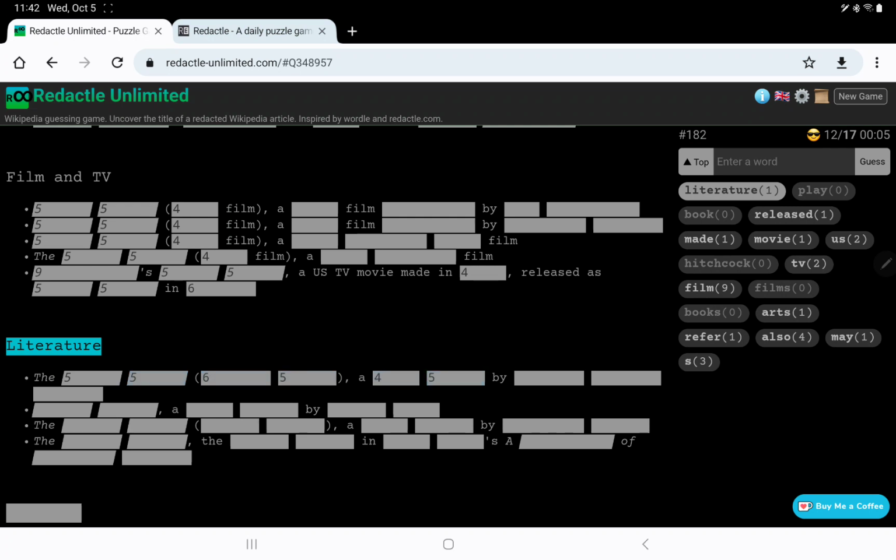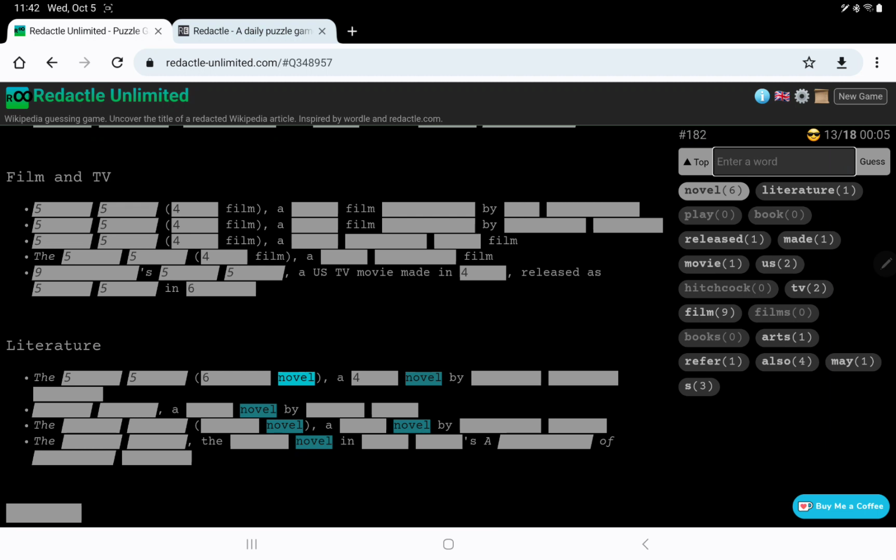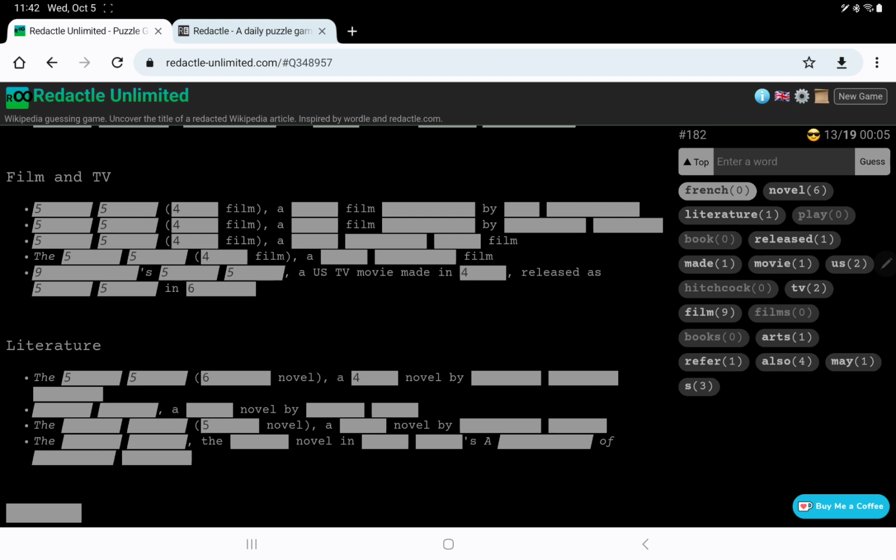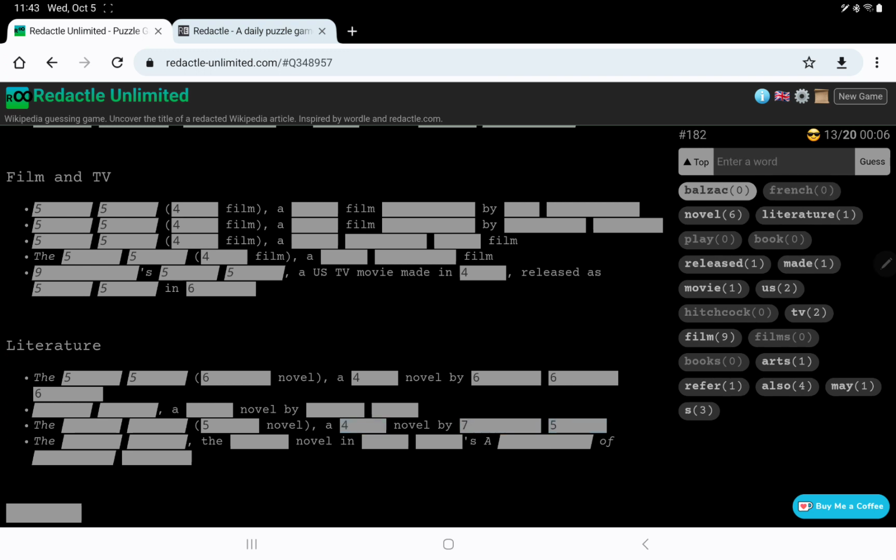The 5, 5. A something novel. Oh, so there's the 5, 5. French novel? No, it's probably the author. Well, I would have thought it would have both names of the author. I was thinking of Graham Greene by 666, who's a writer with three names, all with 6 letters. What was Balzac's first name? No, not Balzac. 7-5.